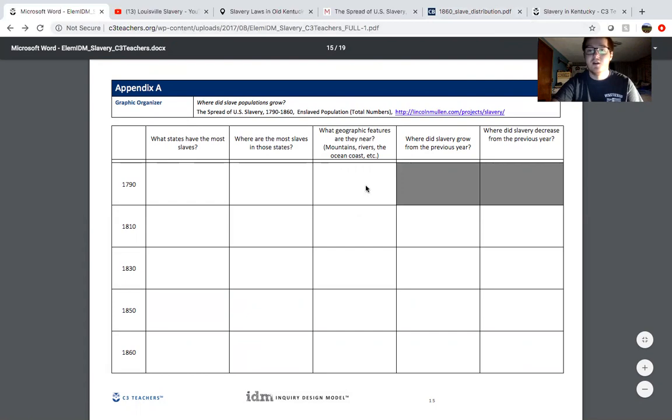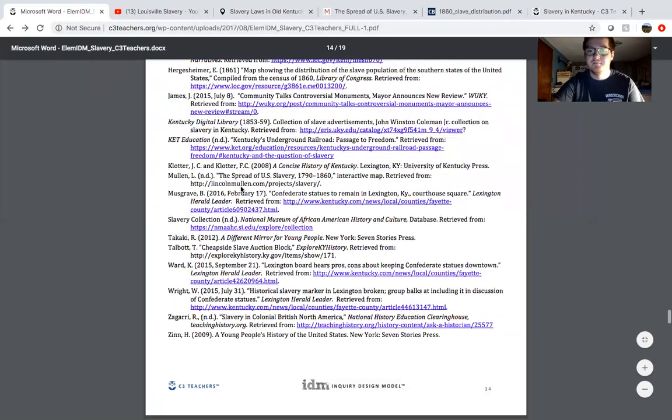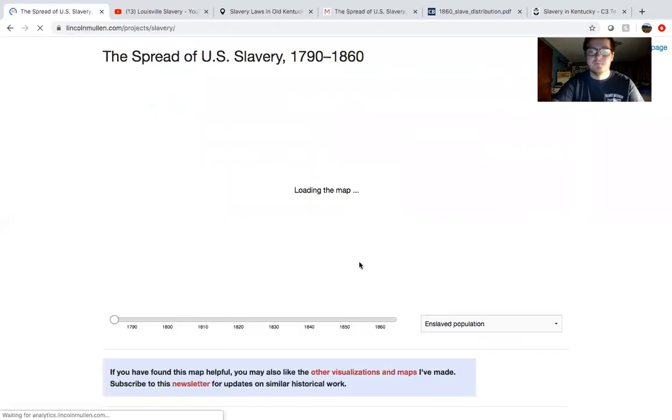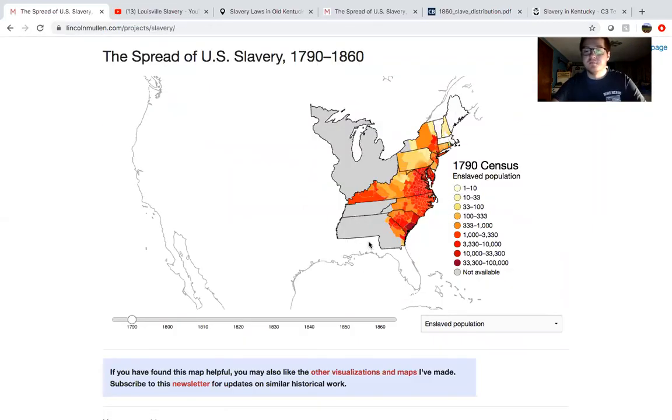And then this next one, which geographic features are they near? Mountains, rivers, the ocean coast. And we'll go back and look. These first two, where did slave populations grow? We can't see where it decreased from the previous year because it just started with 1790, right? So we'll go back here and analyze it some more.